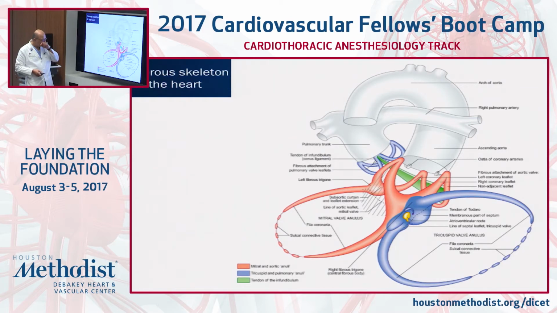This is a very nice picture showing the fibrous skeleton of the heart. And if you look here, you've got the mitral valve with the aortic mitral curtain here, the three leaflets of the three sinuses of the aortic valve, and the tricuspid valve is located over here in relation to the central fibrous body, or the right trigone. The left trigone's on the other side. This sort of gives you a 3D picture of how it's related to the aortic valve principally.